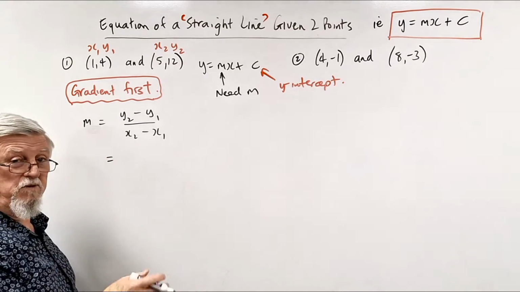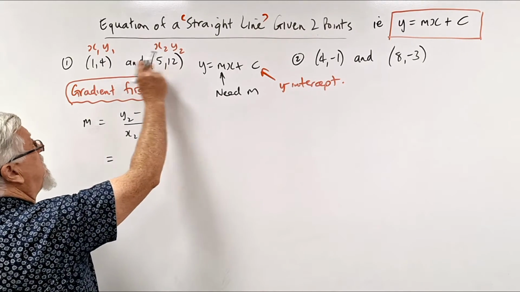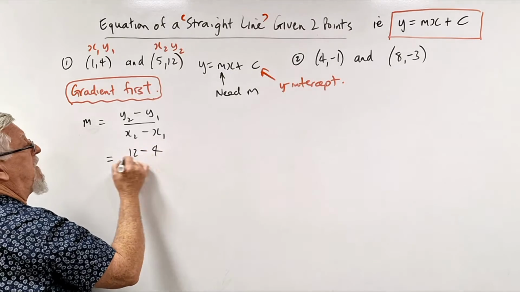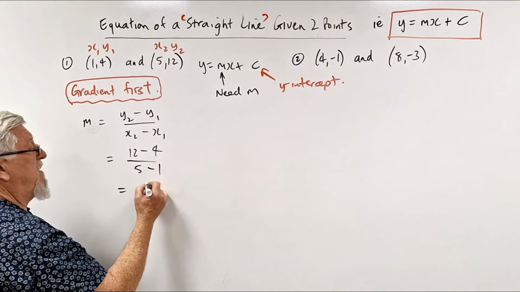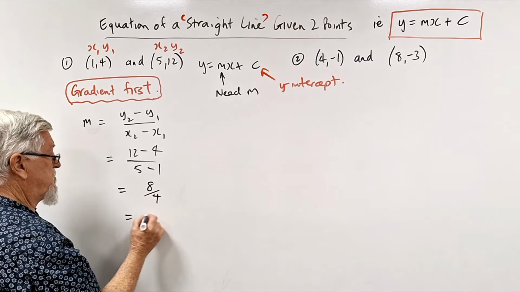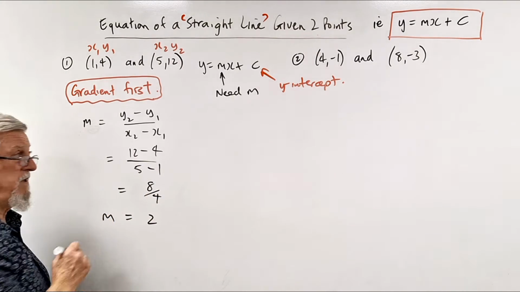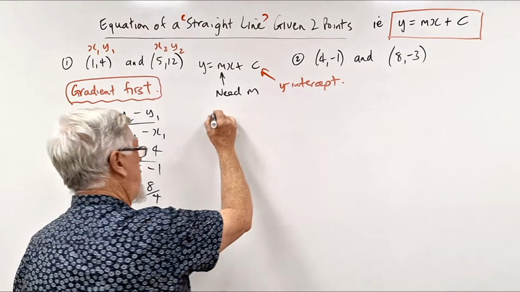Now, I made these numbers really easy for the first case. So it's going to be 12 take 4, and it's going to be 5 take 1. I made it deliberately easy, so that's 8 over 4, which is just 2. So we now know that our gradient is 2. Now we're back to this idea.